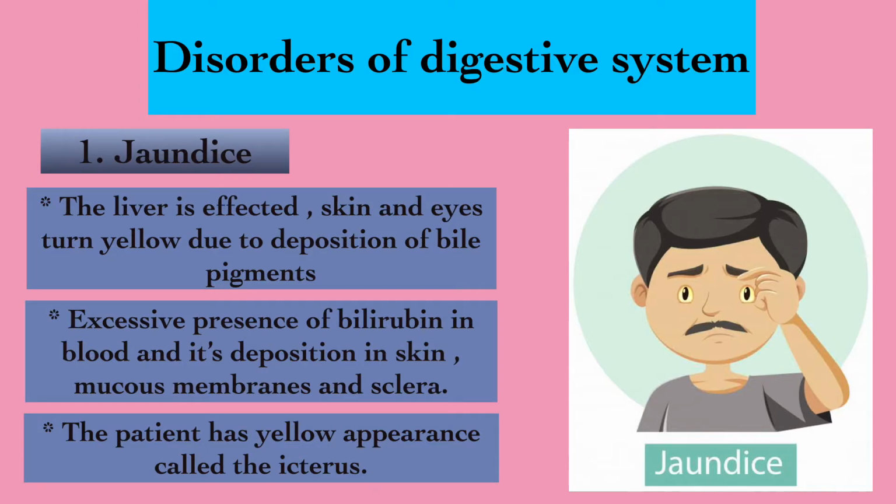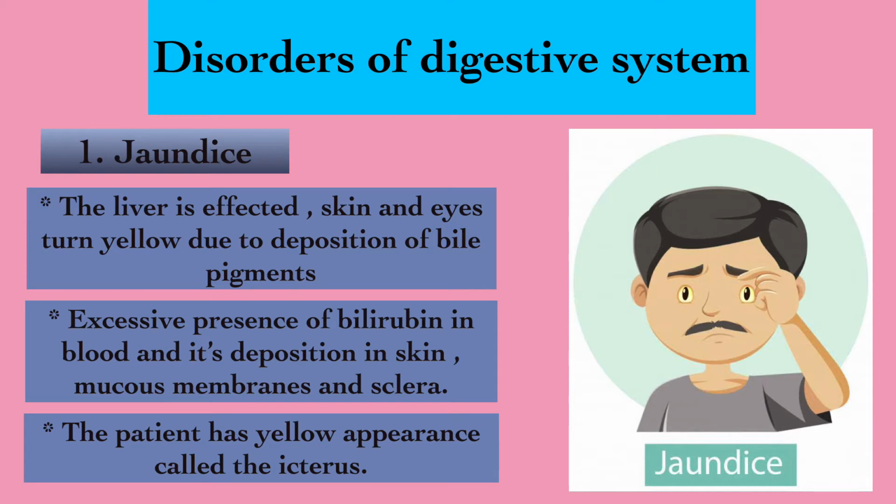So the first digestive disorder which we shall be discussing is jaundice. It is a condition which affects liver, skin and eyes due to the deposition of yellow colored bile pigments. Also, there is presence of excessive bilirubin in blood which causes its deposition into the skin. Also, it is of two types, obstructive and hemolytic, which we shall be discussing in the next slide.